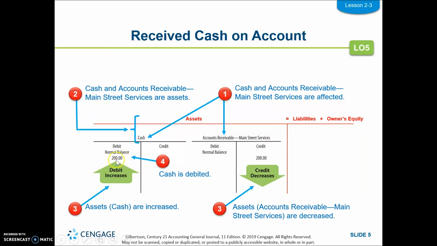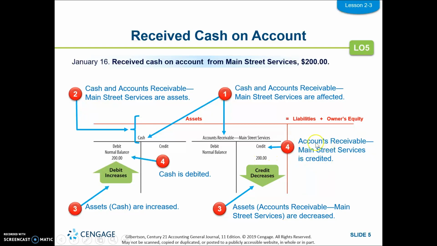So finally, we're going to debit cash $200 to show the increase. We're going to credit accounts receivable, Main Street Services, $200 to show that they paid. Now, just remember, we've already recorded the sales, so that's why there is no sales account. It's just cash and accounts receivable.